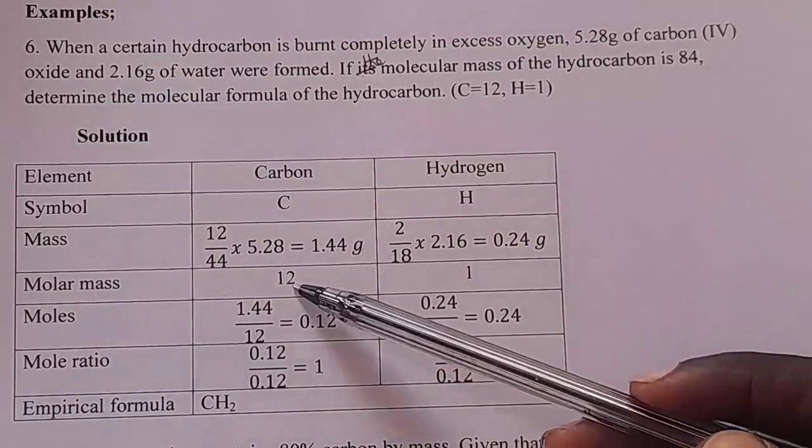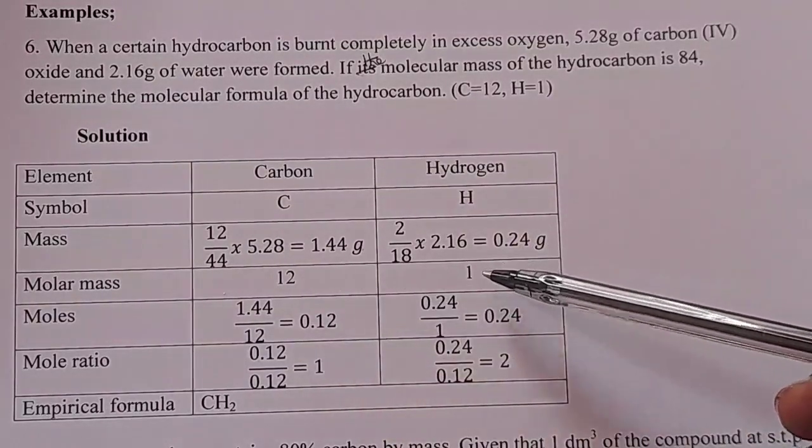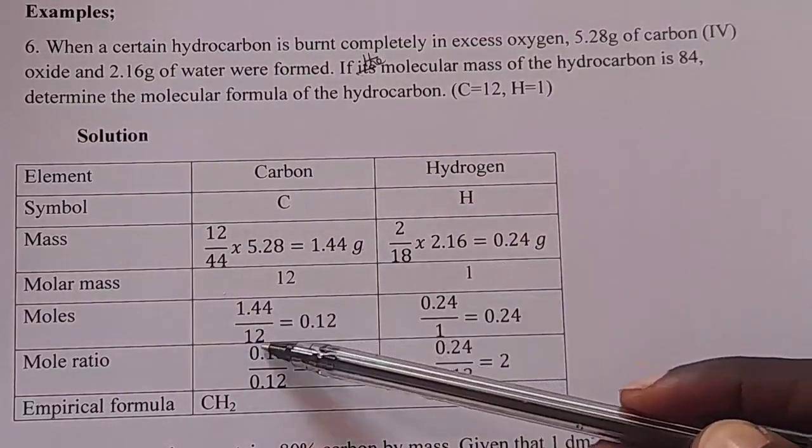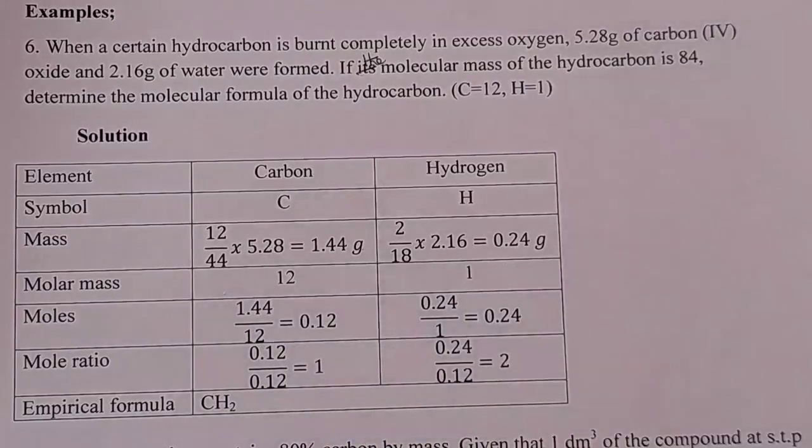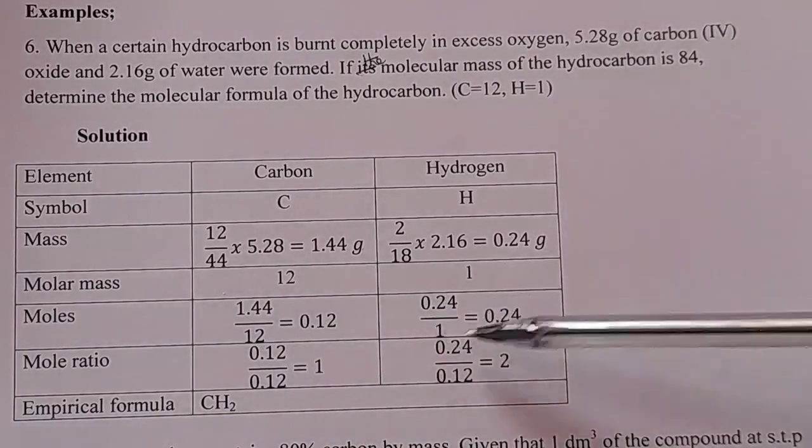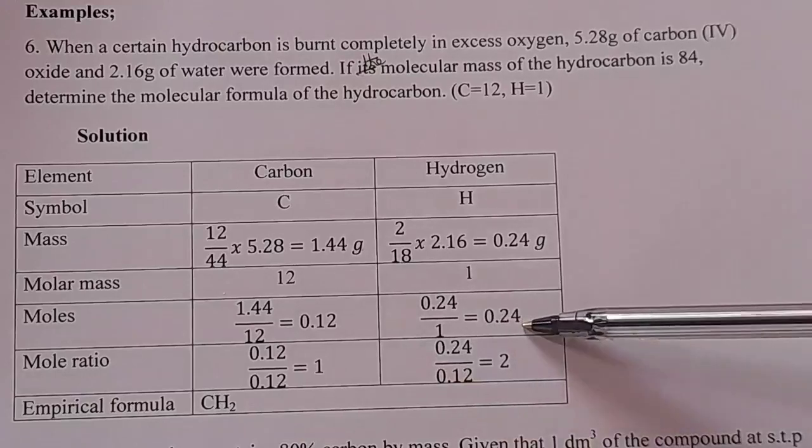So the molar mass of carbon is 12, the one for hydrogen is 1. So the moles will be mass over molar mass. We are going to get here 0.12. The other side, 0.24 divided by 1, we are going to get 0.24 moles.